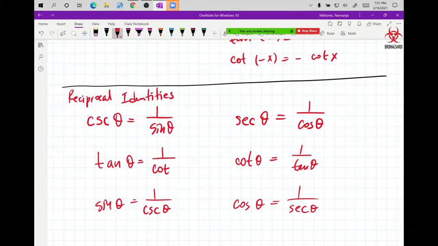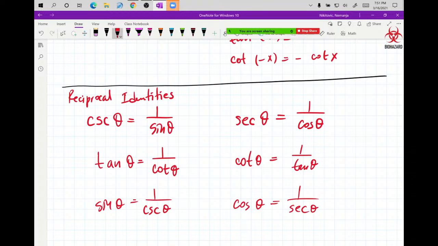And they are, again, the formal formulas for us to link these functions, like the pairs, right? So we pair cosecant with sine, secant with cosine, and tangent and cotangent. Oops, I forgot the theta over here. Tangent and cotangent.